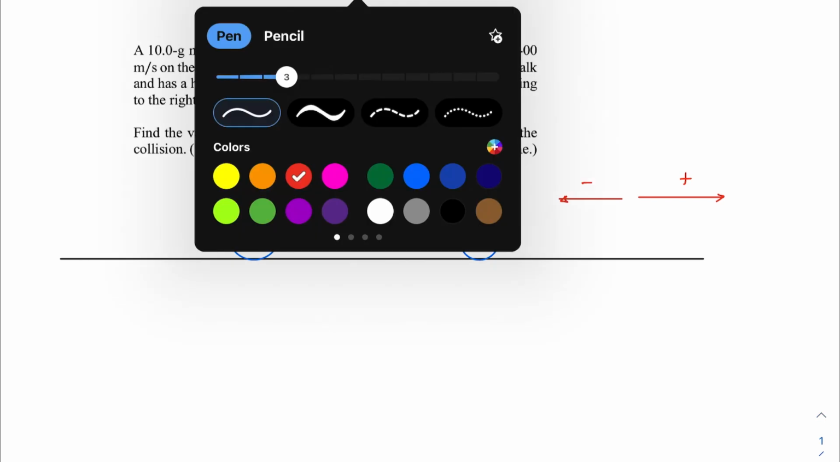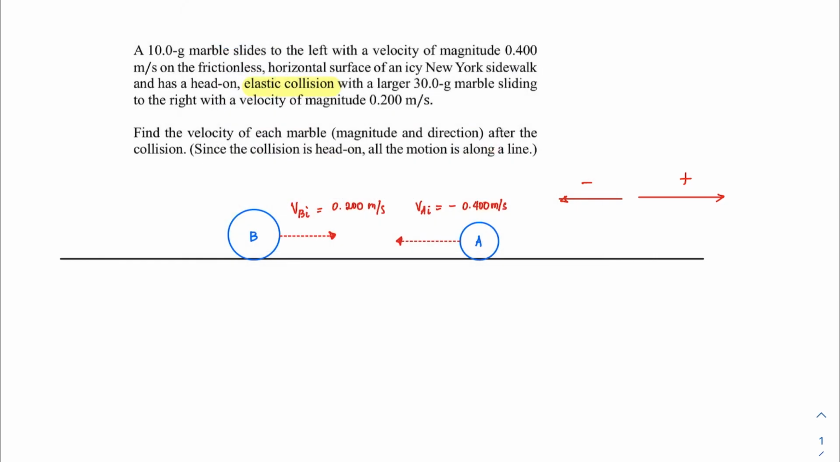So that's my convention. Now I'm just going to write over here so that it will not be interchanged, that the mass of marble A is the smaller one, that is the 10 grams, and then the mass of marble B is the heavier one, which is just 30 grams.